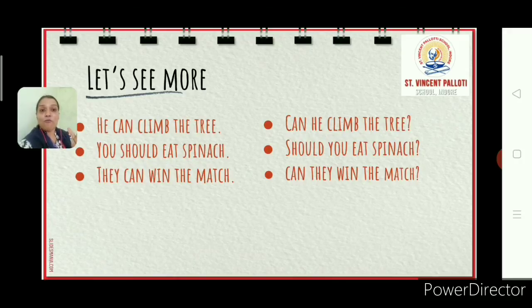Then, they can win the match. Here again can is an auxiliary verb. So whenever there is can, should, like that, you don't need to see which tense it is, simple past, simple present, nothing, just put that auxiliary verb at the beginning. So, can they win the match? Question mark. Isn't it so easy? So like that we make yes or no questions, and just don't forget to put a question mark at the end. That you have to put, otherwise it will be wrong.